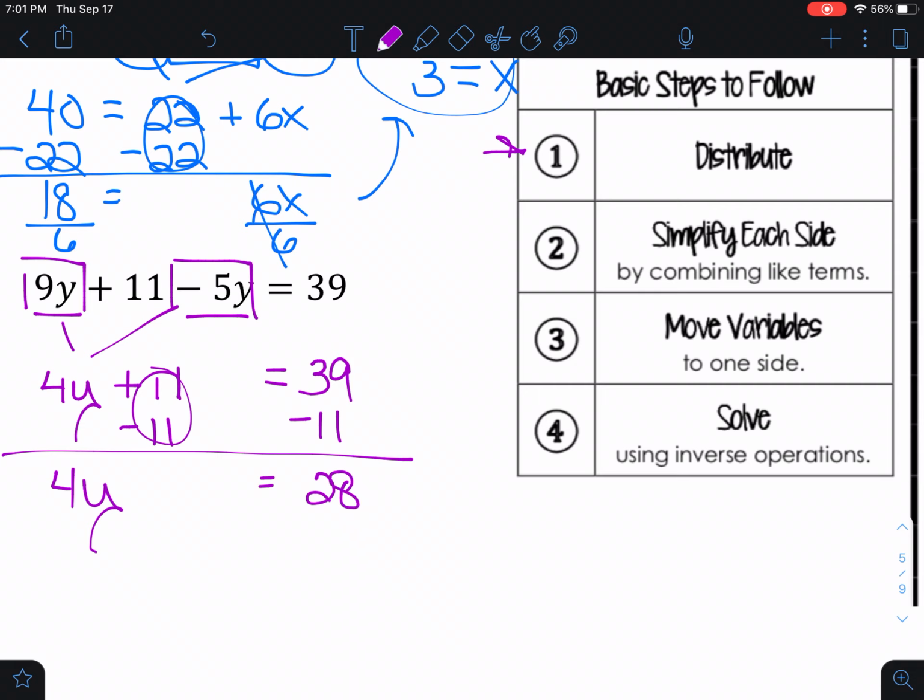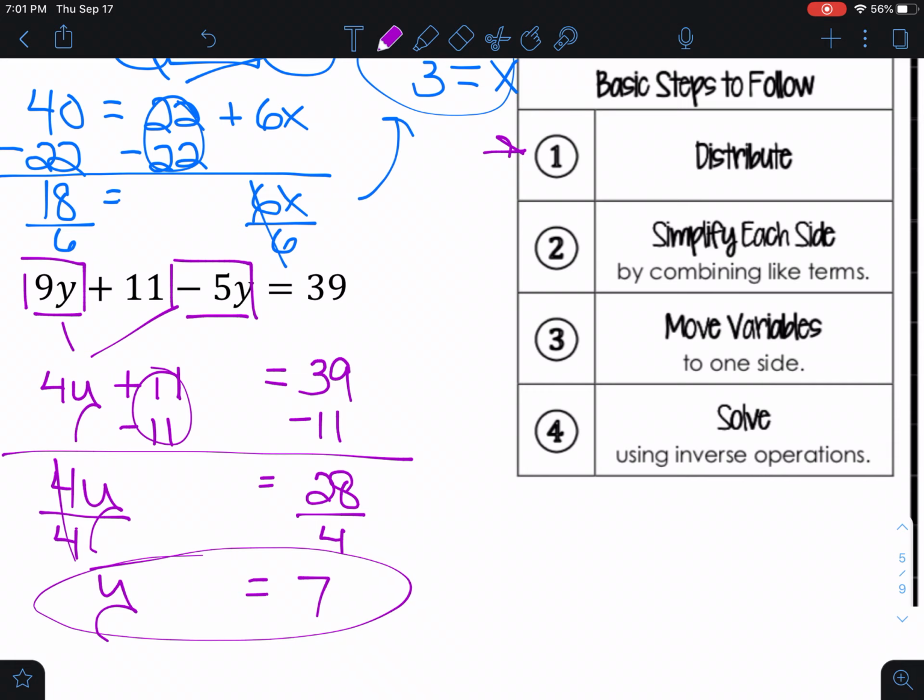Okay, and now 4 times y equals 28, so that's multiplication. So I'm going to do the opposite, divide. That becomes 1y, or y, equals 7. And that's my answer. There we go. All right.